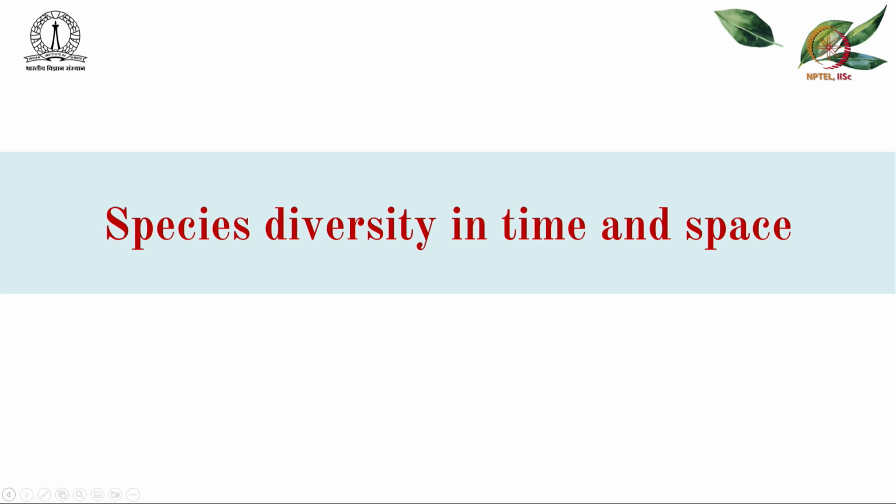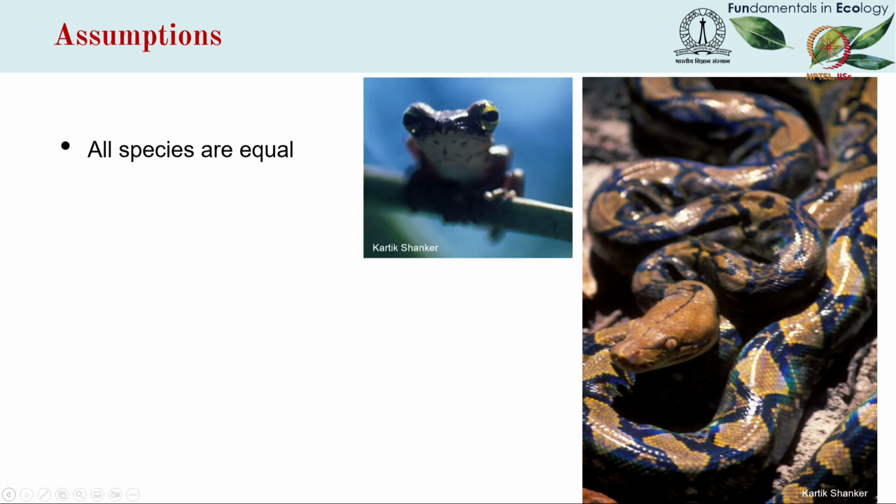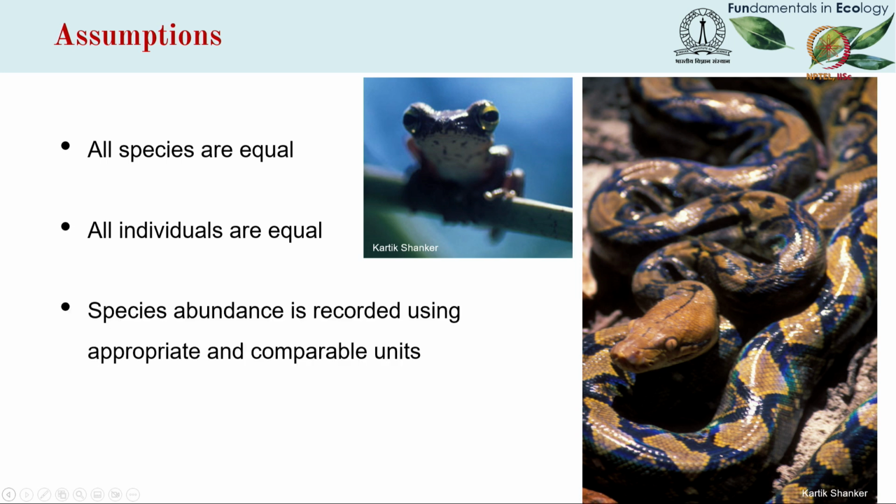And the term diversity implicitly includes both the richness, or the number of different types of species there are, as well as the abundances of those species. Now, as we did in the previous session, we're going to make some assumptions over here. We're going to assume that all species are ecologically equal. We're going to assume that all individuals are equal and that species abundance is recorded using appropriate and comparable units.